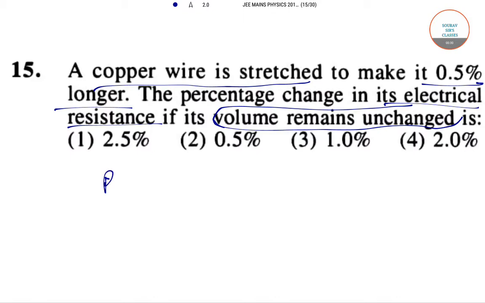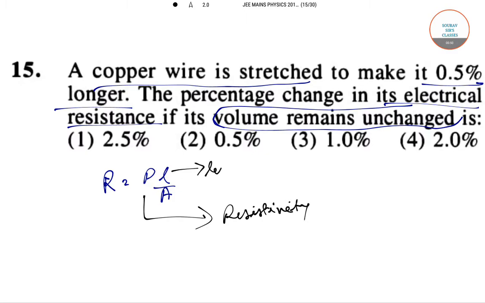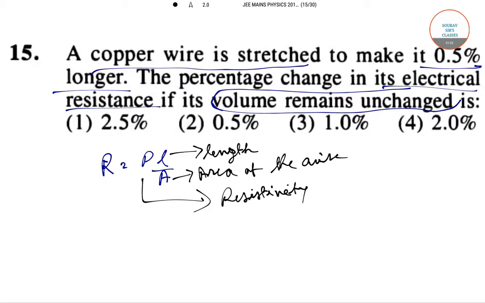The resistance in terms of length and area is R equals rho into L by A. Rho is the resistivity, L is the length, and A is the area of the wire. The volume is area into length, so A into L is the volume.